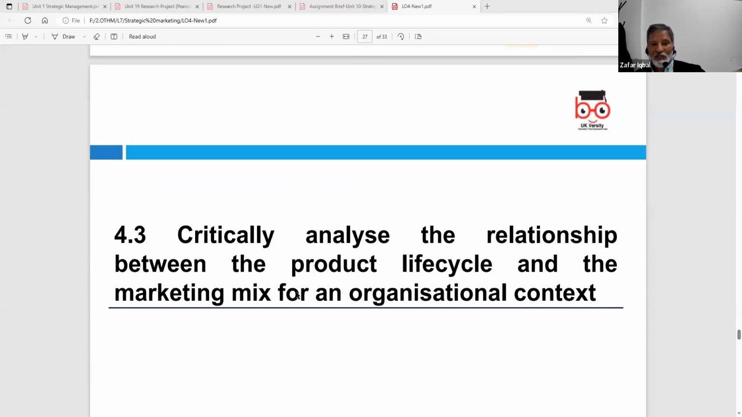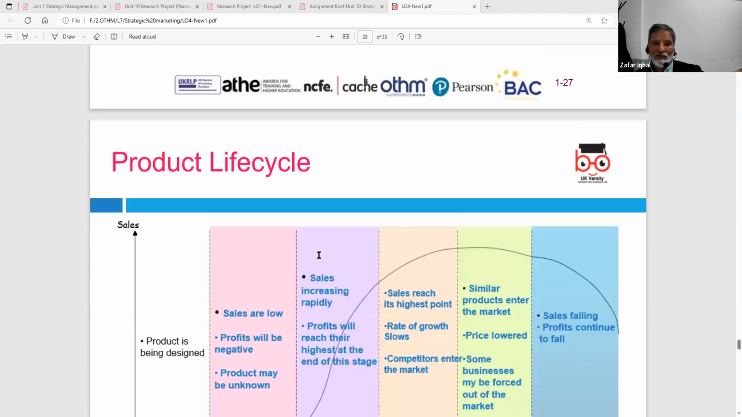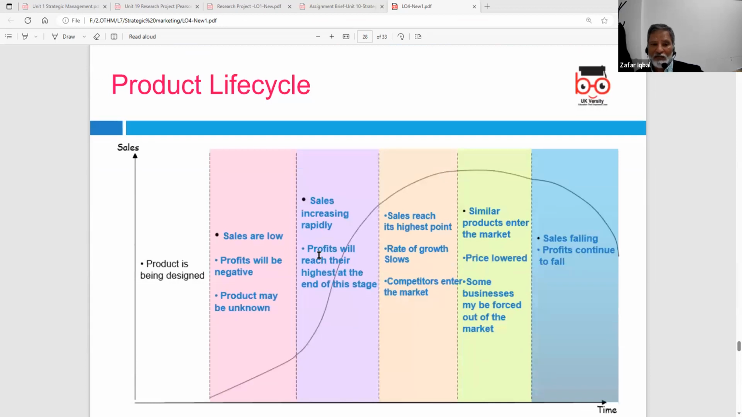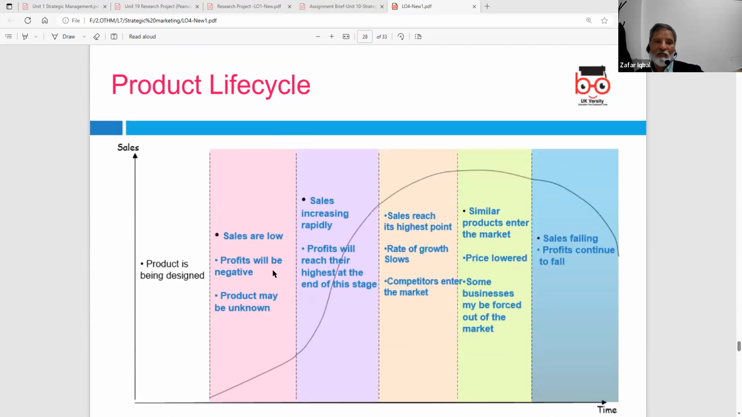Moving on to the next element, we will look at 4.3. We need to look at the relationship between the product life cycle and the marketing mix, which is very important. Now, the product life cycle, as you may have gathered, is a series of stages through which a product goes. There are different stages that a product goes through during its lifetime.